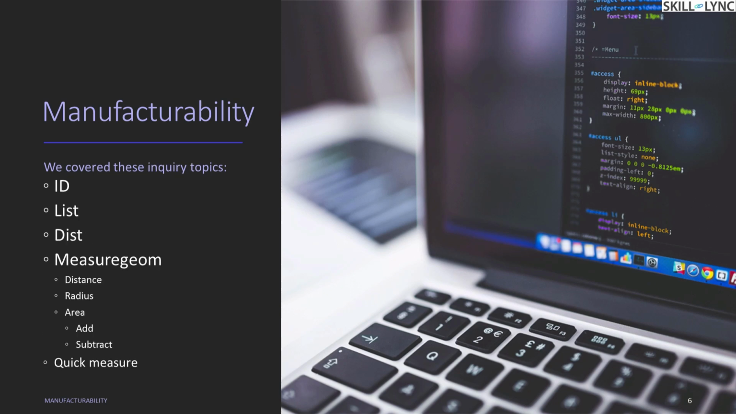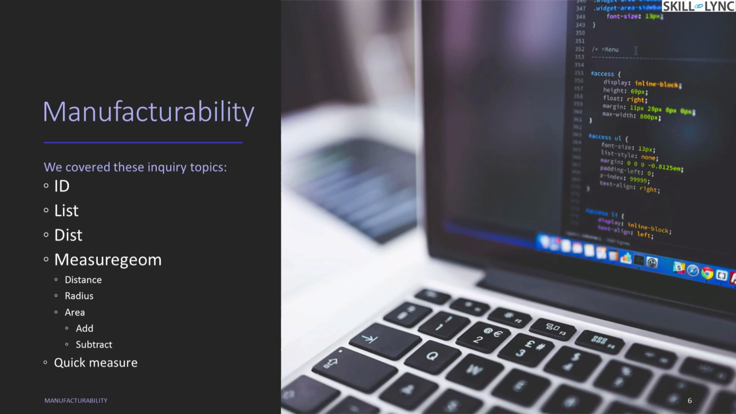Following which we looked into the other inquiry topics that will help us to analyze the design model that we have in hand. So we looked into the ID command that will help us understand what the vertex location of that point is. Then we looked into the list command, to inquire more about the parameters and the properties of a selected object. We also looked into the dist command that can be used to measure the distance between the 2 points.